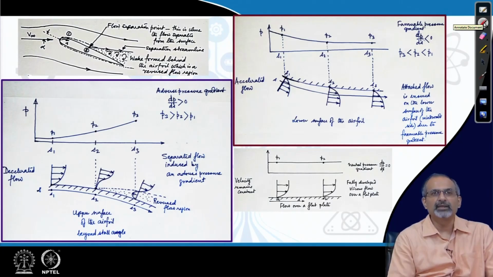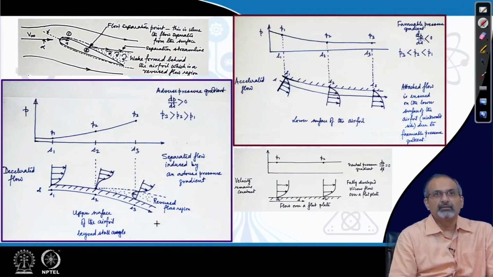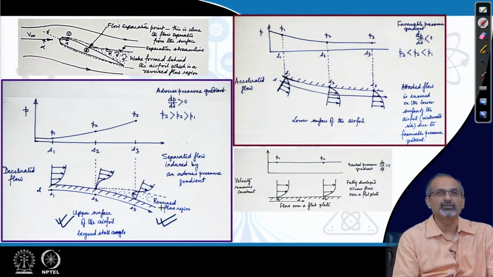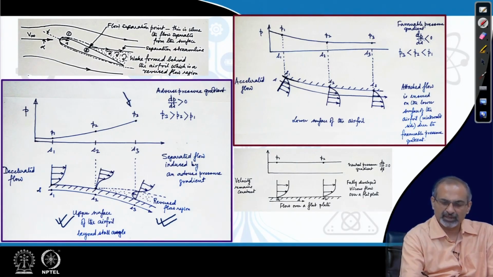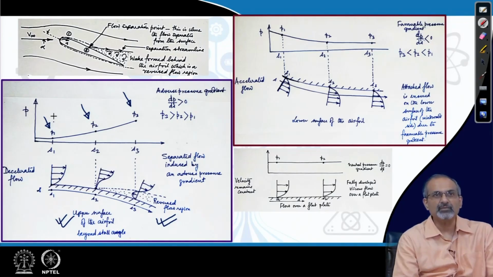Let us look at some more details, and here we are going to focus on the role of adverse pressure gradient. So, let us see what that means. In a geometry of the body which looks like this, the flow will gradually decelerate by virtue of the geometry. This is typically what happens on the upper surface of the airfoil beyond stall angle. And it is found that the pressure also gradually increases as you move downstream following the surface.